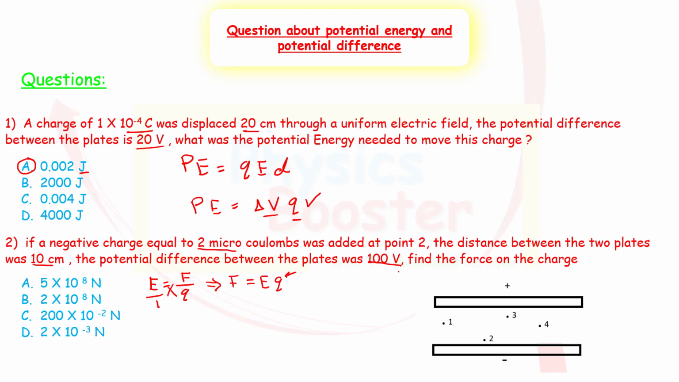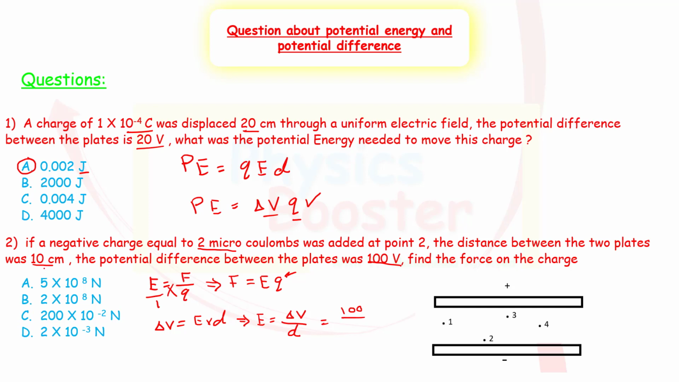But on the other hand, we have the potential difference, okay? So let's use the equation that says the potential difference is equal to the electrical field multiplied by the distance, okay? Now, we have the potential difference and we have the distance. So we can say that the electrical field right here is going to be the potential difference divided by the distance, okay? And we already know that the potential difference is 100 volts, and we will divide it by the distance. The distance is 10 centimeters.